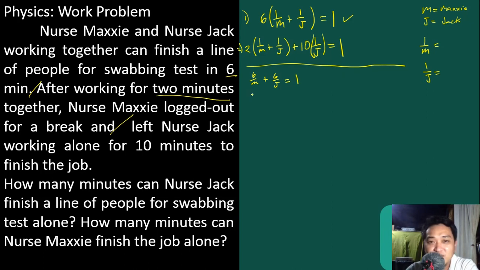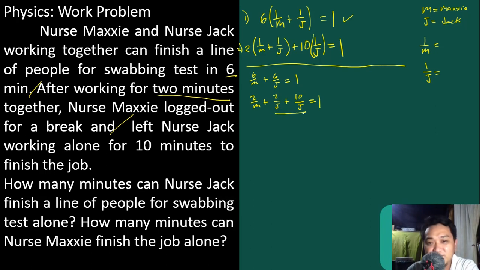For our second equation, we have 2 over M plus, we're using distributive property, 2 over J plus, ito po, 10 over J. That is equivalent to, again, 1 complete work.